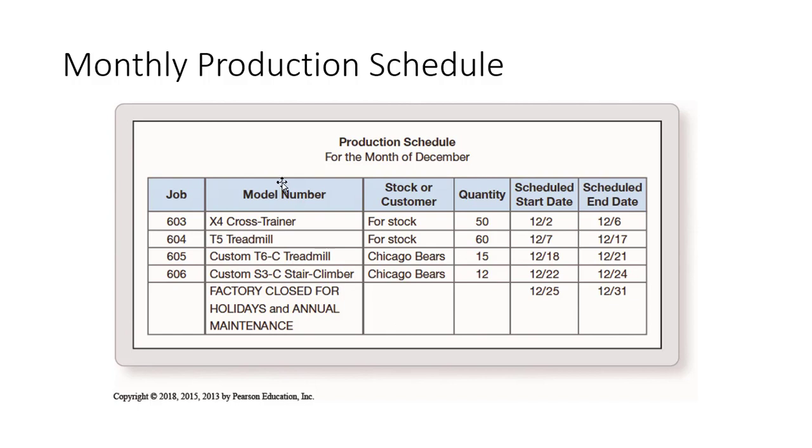But it just shows you, here's an example. These are jobs, and this is what they're making. This company has cross trainers and treadmills and stair climbers, different brands of treadmills. And this is for stock, and these are two Chicago Bears jobs. This is how many we're going to make. Production is scheduled to start on such and such a date, and then it ends on Christmas Eve, and then closes through the holidays. So that would be the production schedule, say, for the month.